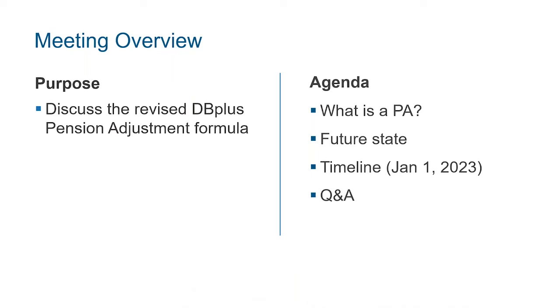So the purpose of today's session is really to discuss the revised pension adjustment formula for DB Plus members. We will start by reviewing the current pension adjustment framework, and then we'll move on and discuss the revised DB Plus pension adjustment formula. We will also talk about the timeline and the implementation date of January 1, 2023. And we will have some time today at the end to answer any questions that you may have. So now I'm going to pass it over to Margaret to begin today's session.